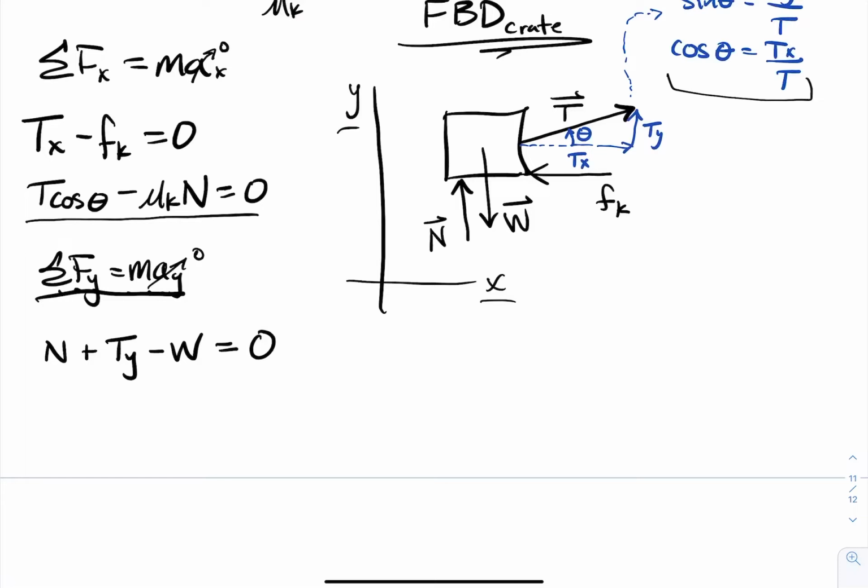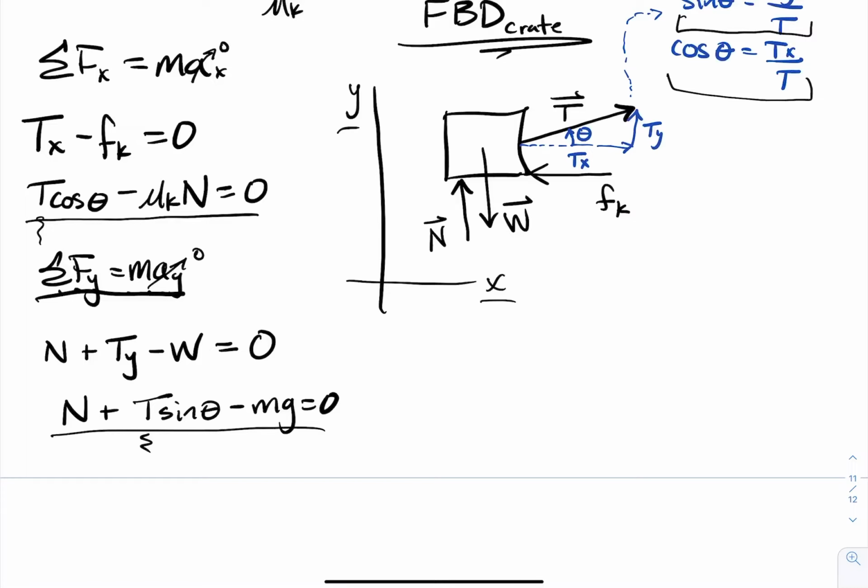I'm going to do what I did in the previous one. Normal stays the same. Tension in the y is T sine theta, according to this identity. And weight is always mg. Now I've got 2 equations and 2 unknowns, and it looks like what I need to solve for is the tension. But both of these equations also have a normal in there. So what I think I'm going to do is solve this equation for the normal force and then substitute it into this equation, and I can get my answer.